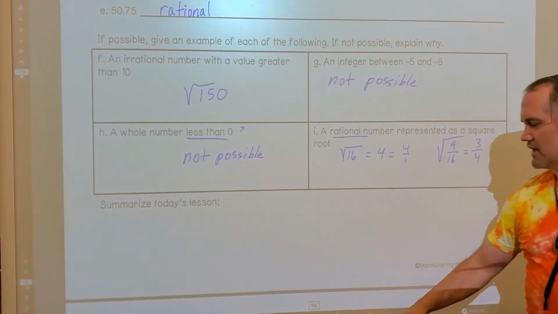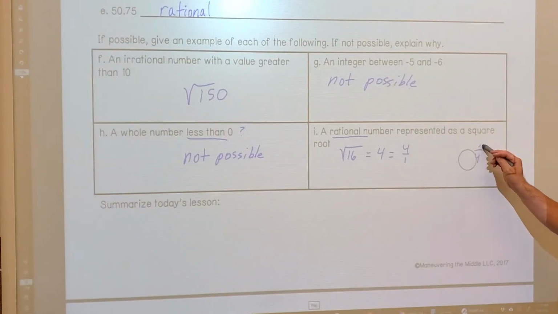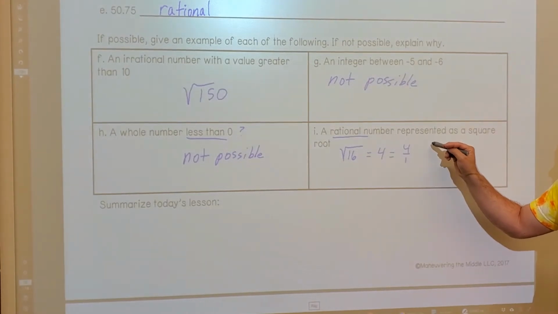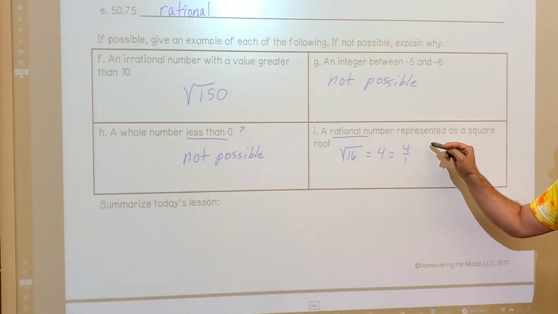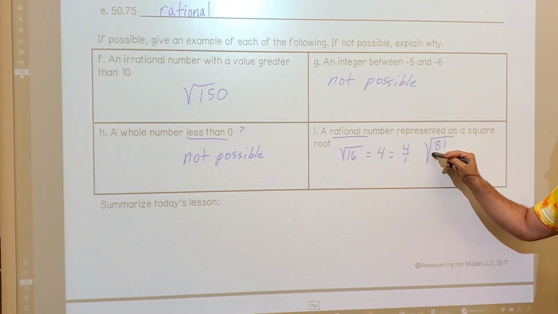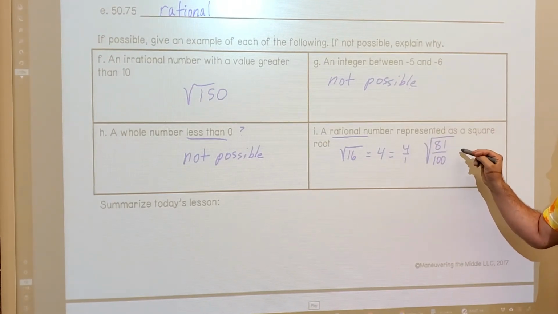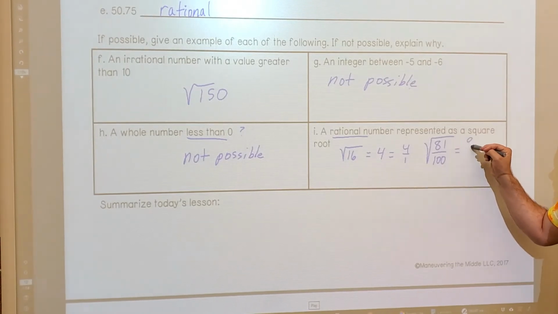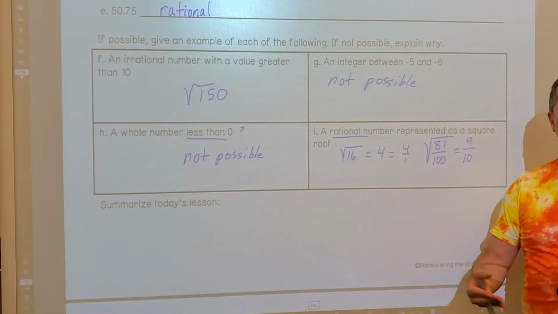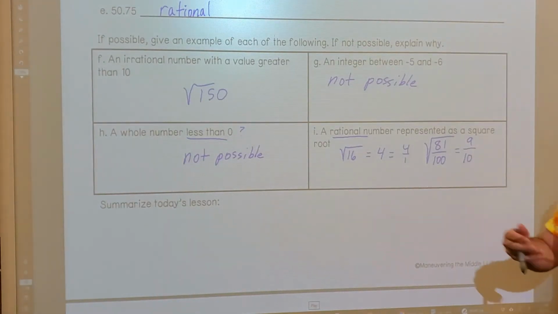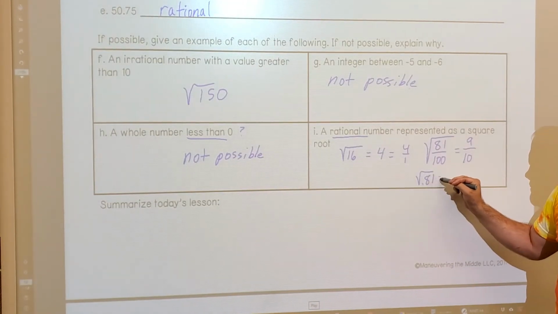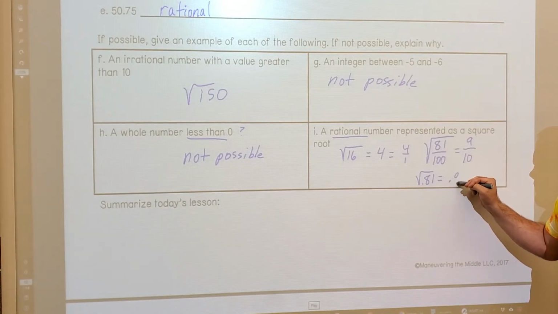And actually, we did one that we didn't realize we did, that I liked better. I realized some of you may not have seen this. But it was 0.81. And we could say 0.81 as 81 hundredths. And the square root of 81 is 9, and the square root of 100 is 10. And so it was 9/10. That was that 0.81, which became 0.9 as a square root. Okay?